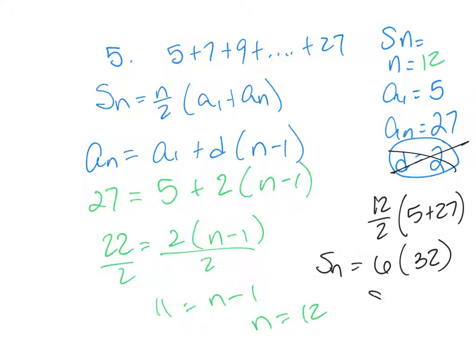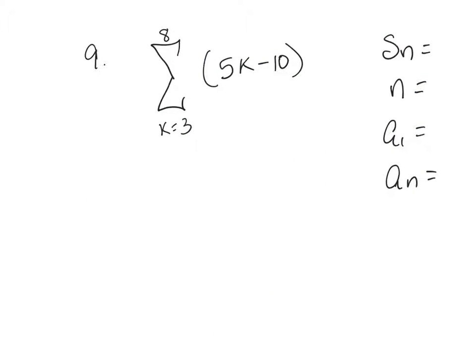So what is Sn? Sn is 192. So we found it. Took a little bit, but we found it, right? This is sigma notation. Does anybody know what sigma means? It means sum. Well, guess what? We're finding the sum of a series. So this is just finding the sum in sigma notation, okay?